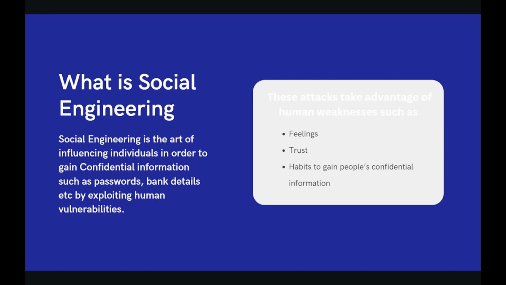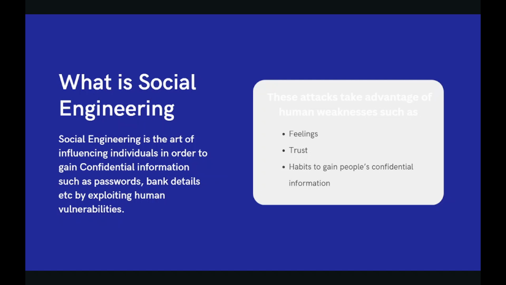The next one is trust. Social engineers may attempt to build trust with their targets in order to gain access to confidential information. For example, a hacker might call a company's IT department pretending to be a senior executive and ask for sensitive information to be sent to them. By impersonating a trusted individual, the social engineer is more likely to succeed.